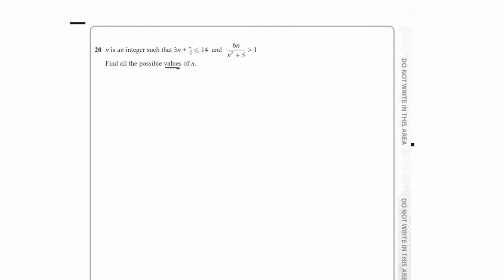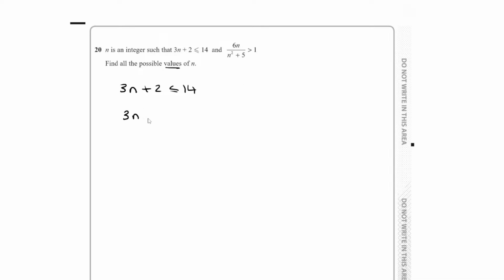So what we need to do is solve both of these individually, and then at the end we'll look at where the answers overlap. So solve them individually. Obviously the first one's quite easy because it's just linear. It's just a normal equation, it's not squared or anything. So that means just get everything onto one side, have the n on one side and then all the numbers on the other side, right?